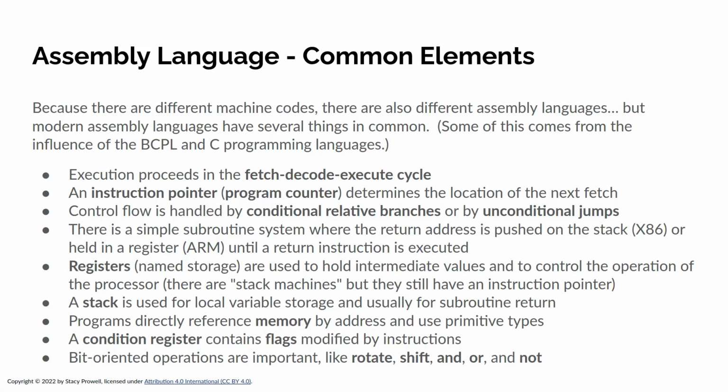There's an instruction pointer, also called a program counter, that determines the location of the next fetch. Again, some very old machines don't do it that way, but all the modern ones try to do it that way because it solves a lot of problems. Control flow is handled by conditional relative branches or unconditional jumps. There's a simple subroutine system. Typically what happens is the return address is pushed on the stack or it's held in a register until a return instruction is executed. And that's how you make little subroutines work.